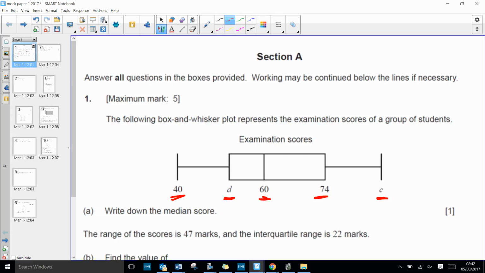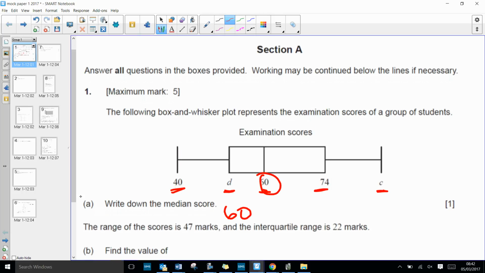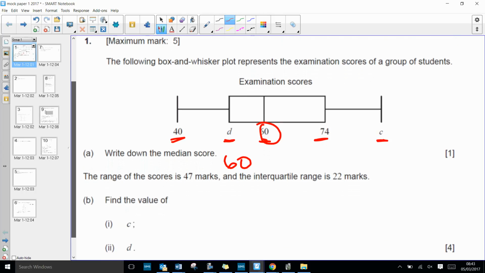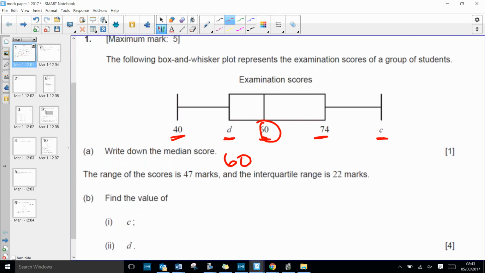So the median score is just simply 60. Find the range. The range of the scores is 47, and the interquartile range is 22. Well, if the range of the score is 47, and the lowest value is 40, then the highest value would be 40 plus 47, which is 87.